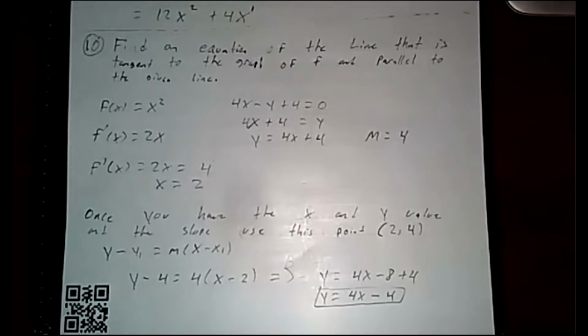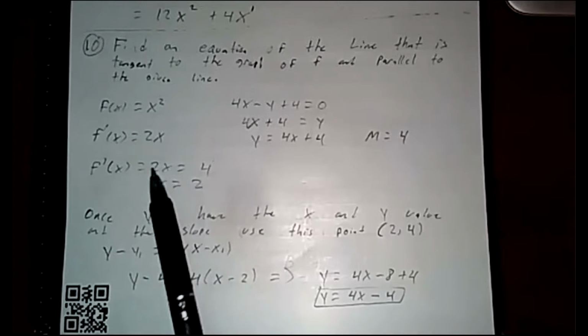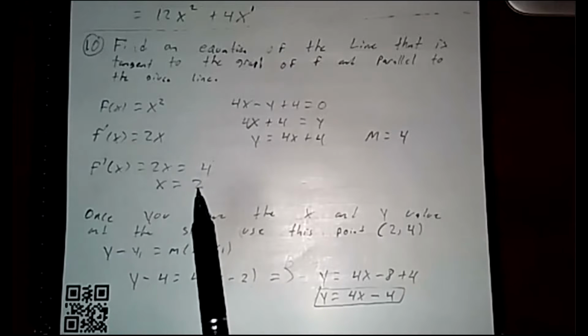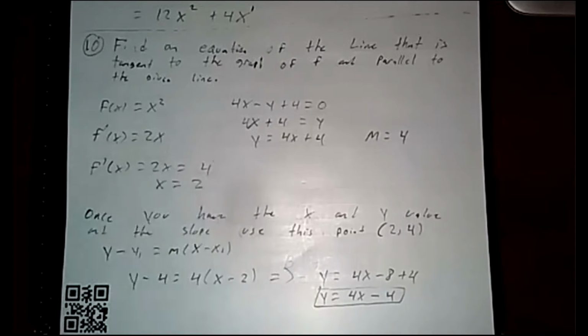Let me show you how they did it. How did you get 2 again? Oh, just divide both sides by 2. Okay. And once you have that, you plug it into here. That gives you 4.